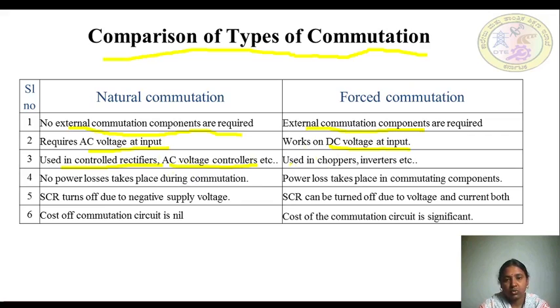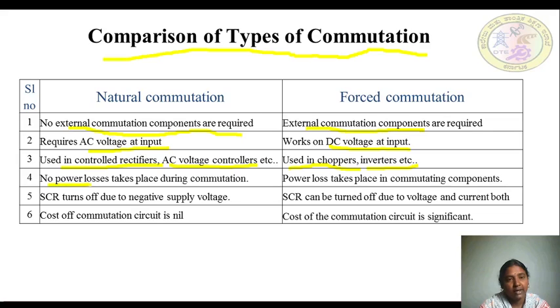And coming to forced commutation, these commutation methods are used in choppers where the supply will be DC, and inverters, where the name itself tells you it is going to convert DC to AC. DC to AC means the supply will always be DC only. So obviously we have to go with the forced commutation method. The fourth point tells you the power losses.